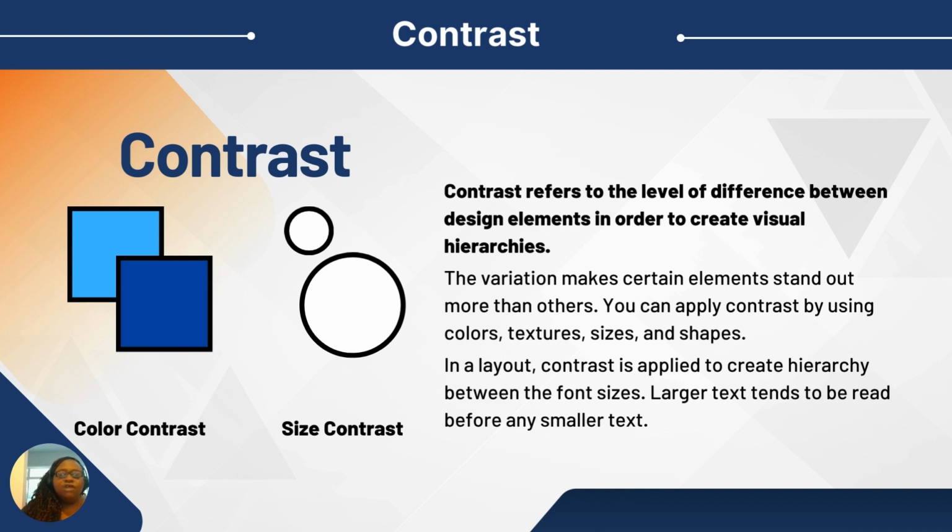So it's a hierarchy. Same thing goes with graphics, right? The variation makes certain elements stand out more than others. You can apply contrast by using colors, textures, sizes, and shapes. In a layout, contrast is applied to create hierarchy between the font sizes. And we talked a little bit about this in our last session. For instance, if you have a heading, the heading is first and it's usually larger and at the top. Why? Because we want people to see that first. And then we may have a subheading, and then it gets smaller. The body of our text is smaller.